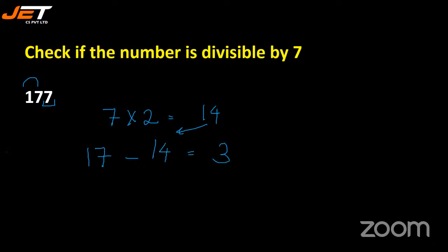177. Now, last digit is 7. I'll do it times 2. I got 14. Remaining is 17. 17 minus this 14 is 3, right? Which is neither 0 nor a multiple of 7. That means 177 is not divisible by 7.